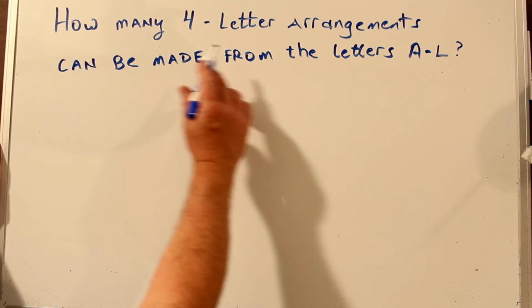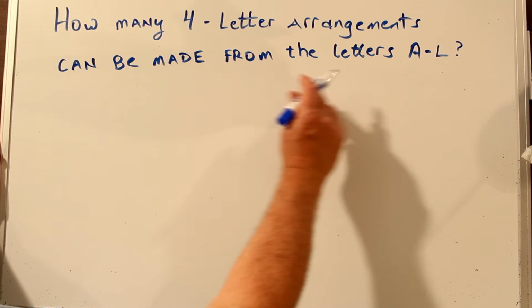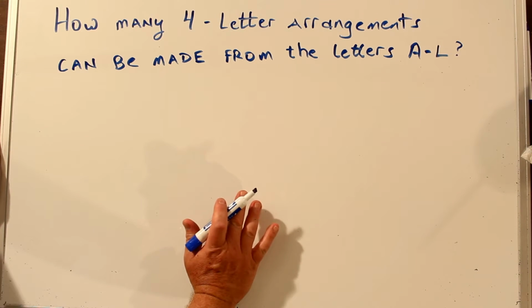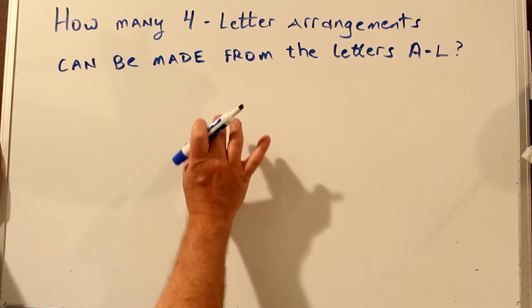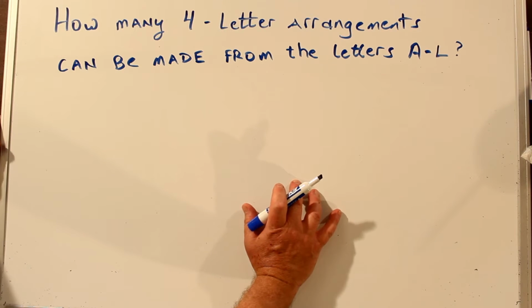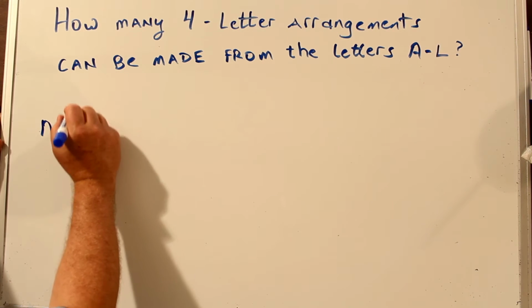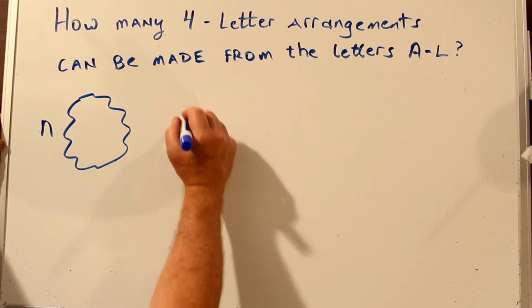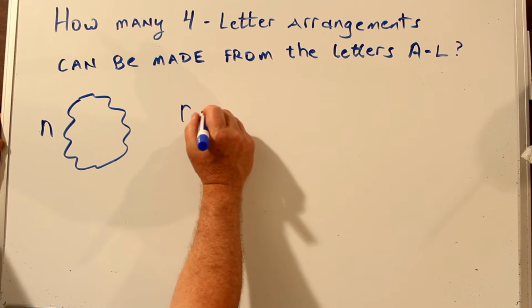Let's try this one. How many 4-letter arrangements can be made from the letters A through L? Well, this is a permutation because every combination of letters can be switched around and order does matter. So we have to determine what n is, our universe of letters, and then r, our selection of how many we want at a time.